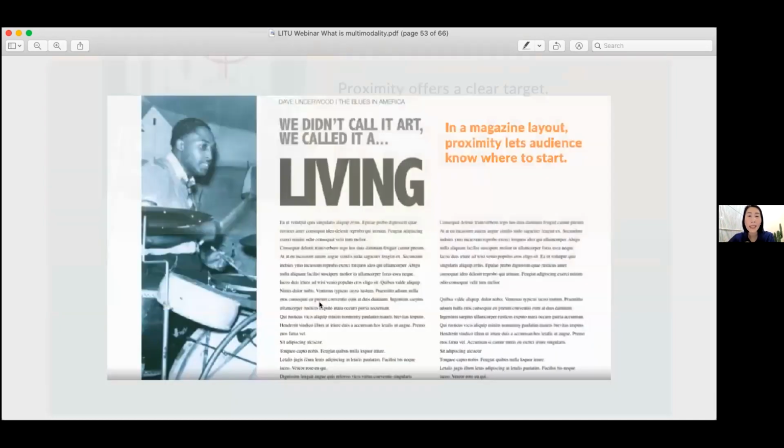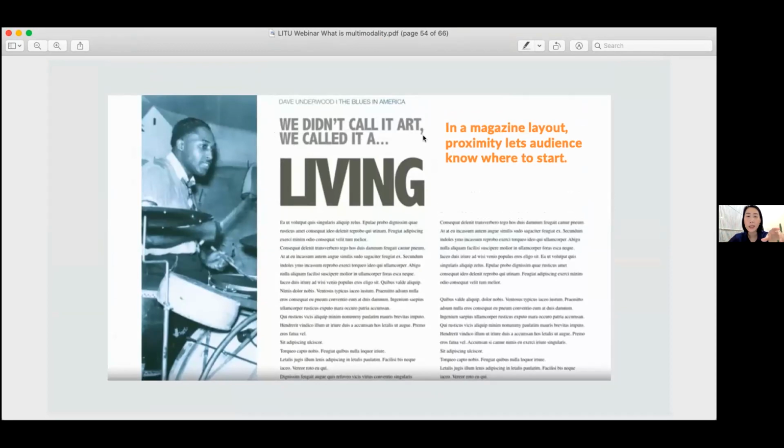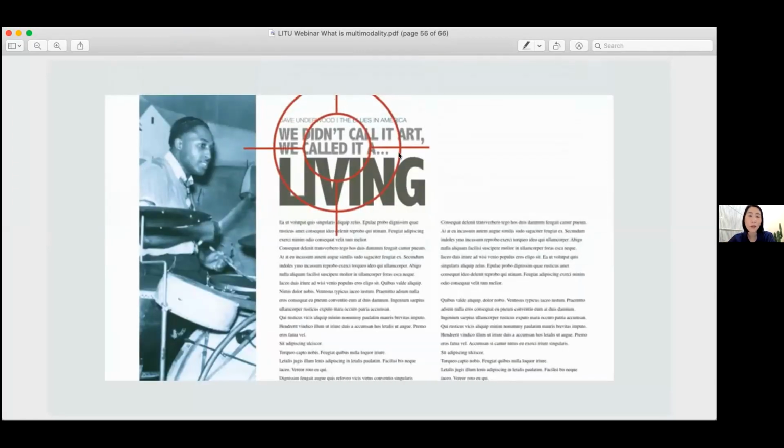And it's the same when you are designing text, right? Let's say in a magazine layout, if everything stands apart like this, it seems like they are not together, they don't belong to one another. So what you can do is move things closer, right? You notice the title over here? Just move them closer together, and you know that this part is the heading or the title of this article, like so. So proximity is another thing, right? Again, it offers a clear target.